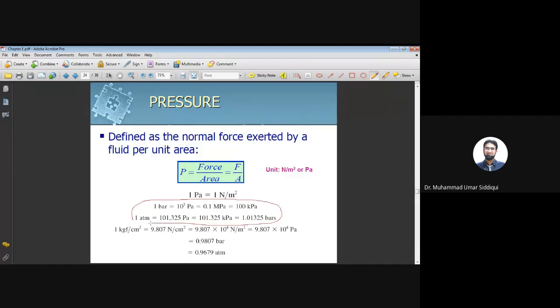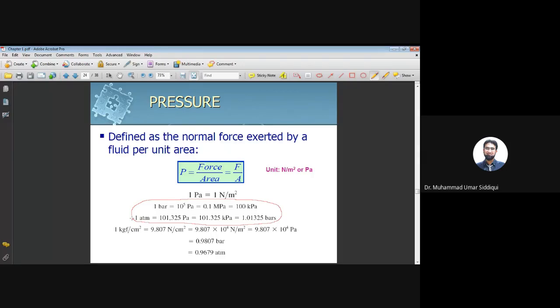These two lines: 1 bar equals 10 to the power 5 Pascal, which equals 0.1 megapascal, which equals 100 kilopascal. And 1 atmosphere is 101,325 Pascal, which equals 101.325 kilopascal, which equals 1.01325 bars. Okay, this is pressure unit conversion.